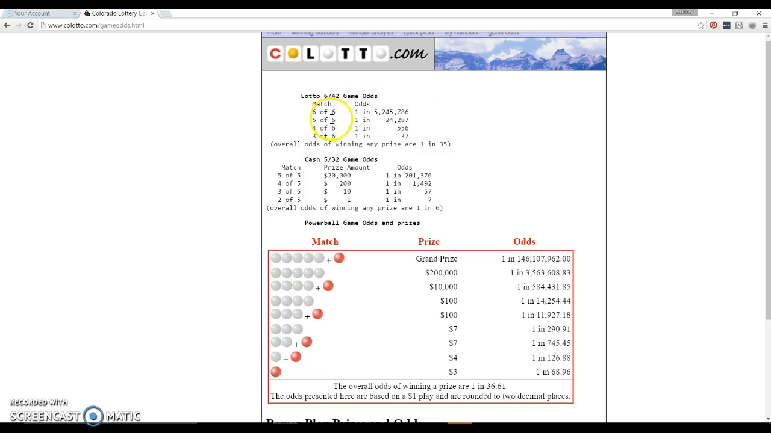You can also match 5 out of 6, 4 out of 6, or 3 out of 6 and still get some money as we go through, and you'll notice the overall odds of winning any prize are 1 out of 35. But focus on that number right there. How do they even come close to going about that number? There's only 42 choices that you get to pick from, and you get to pick 6 of them. So to match 6 out of 6, how do we get to that point?